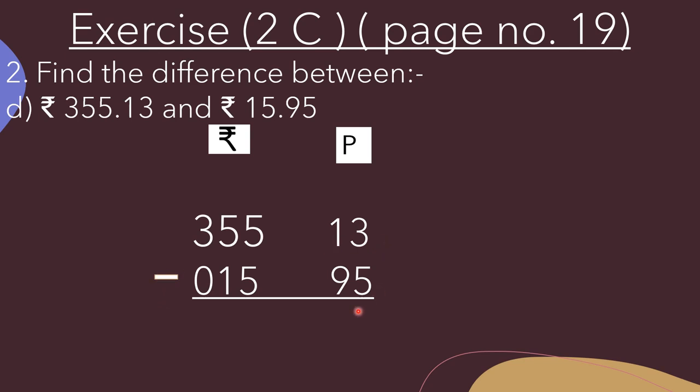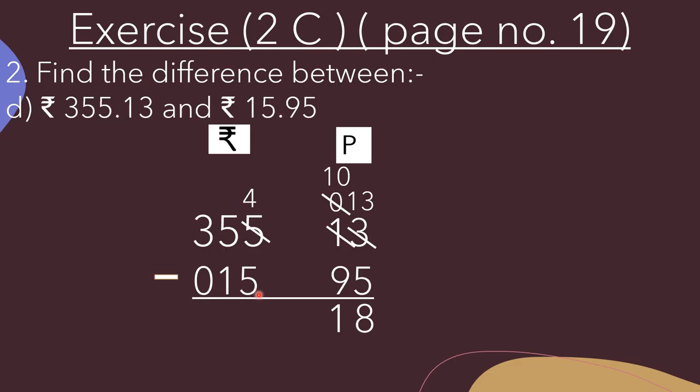3 minus 5. That is not possible. So here this 3 will take borrow from this 1 and it will become 13. And this 1 will become 0. Now 13 minus 5, that is equal to 8. And 0 minus 9, that is not possible. So here this 0 will take borrow from this 5 and it will become 10. And this 5 will become 4. Now 10 minus 9, that is equal to 1.